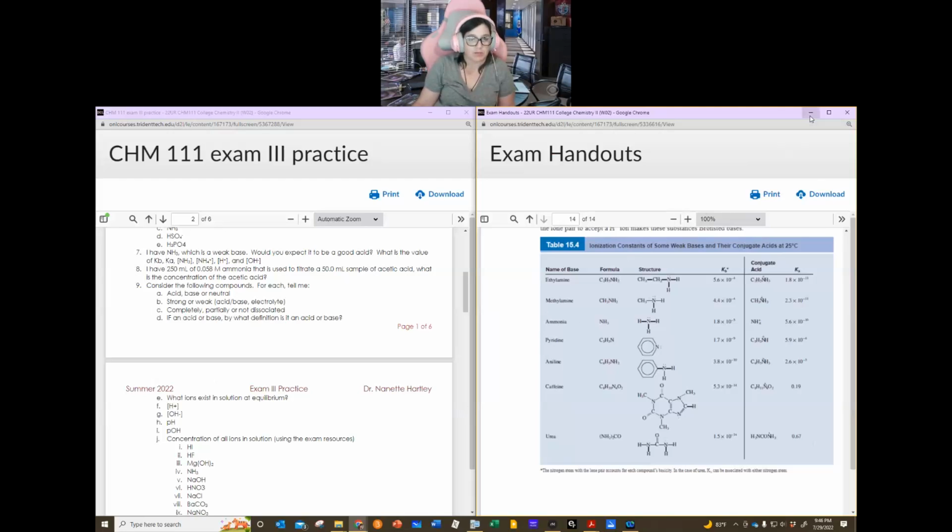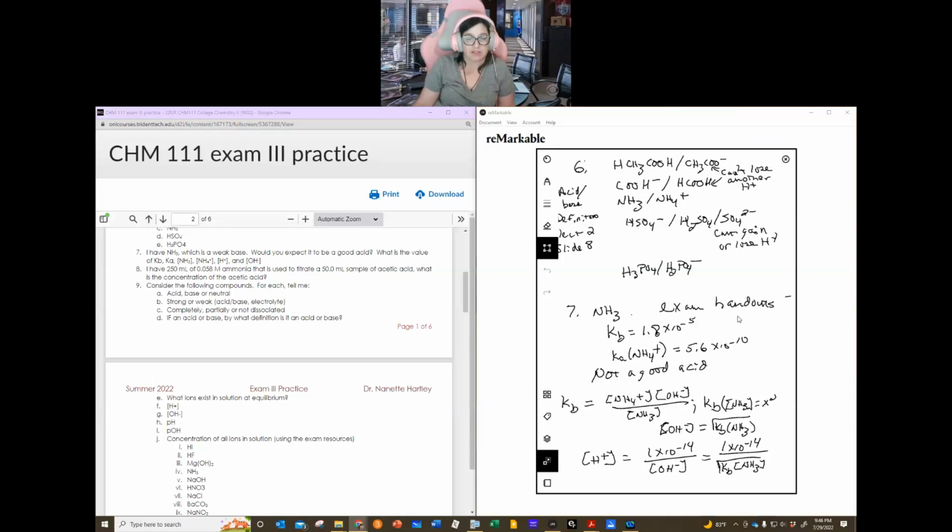So I can put those down on my sheet, and you can see from the exam handouts Kb equals 1.8 times 10 to the minus fifth. Ka for NH4 plus is 5.6 times 10 to the minus 10th. Now if you only had Kb or only had Ka, you could find the other one. Divide that value into Kw. So Kw divided by Kb is Ka. We could have taken the 1 times 10 to the minus 14th, divided it by 1.8 times 10 to the minus 5th, and that would give me 5.6 times 10 to the minus 10th.